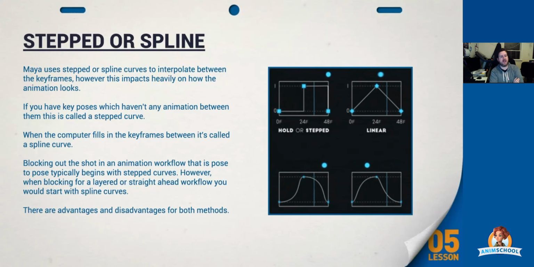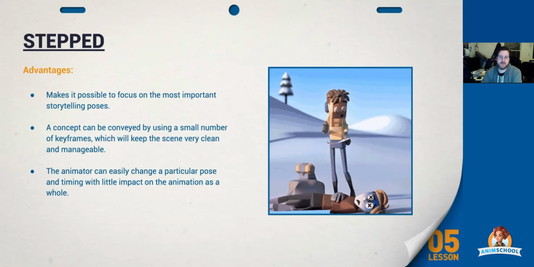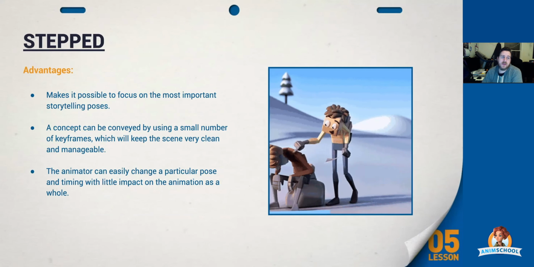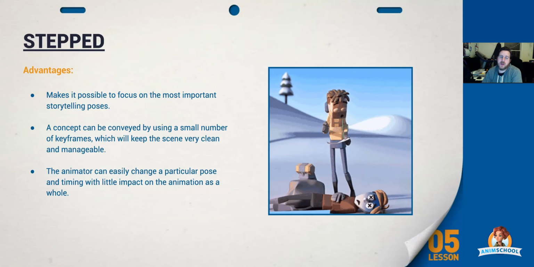Blocking out the shot in animation workflow that is pose to pose typically begins with stepped curves. However, when blocking for a layered or straight ahead workflow, you would go straight into spline. There are advantages and disadvantages of both methods. Stepped. The advantages of doing stepped makes it possible to focus on the most important storytelling poses.